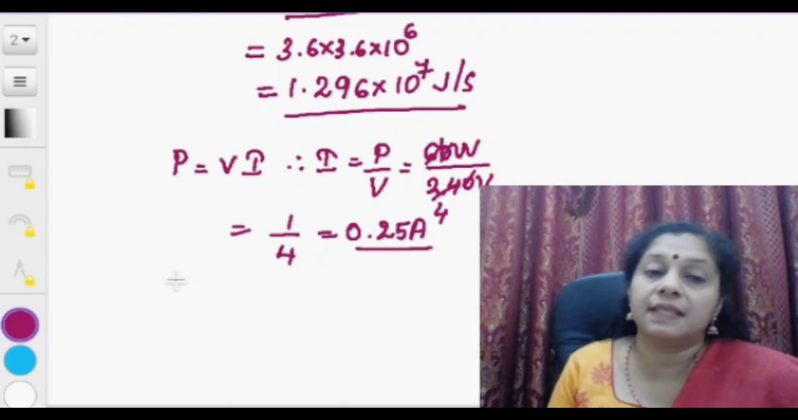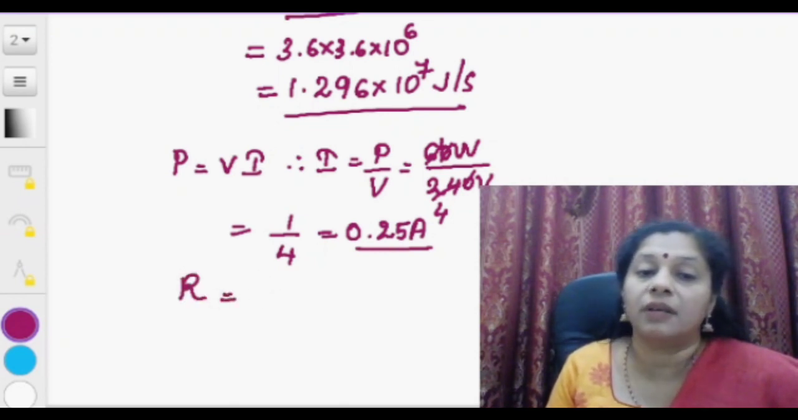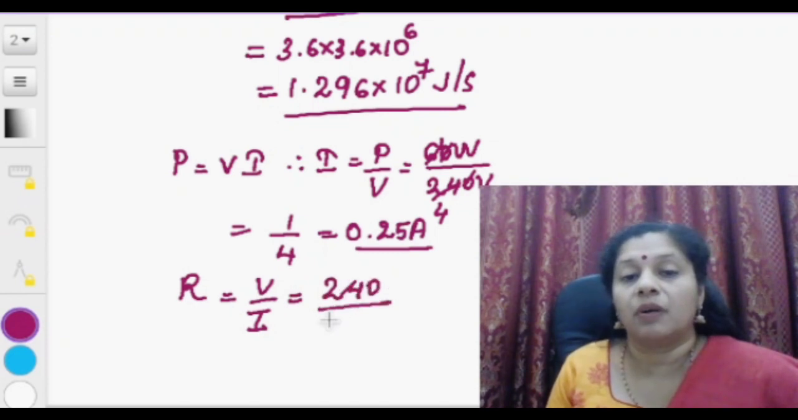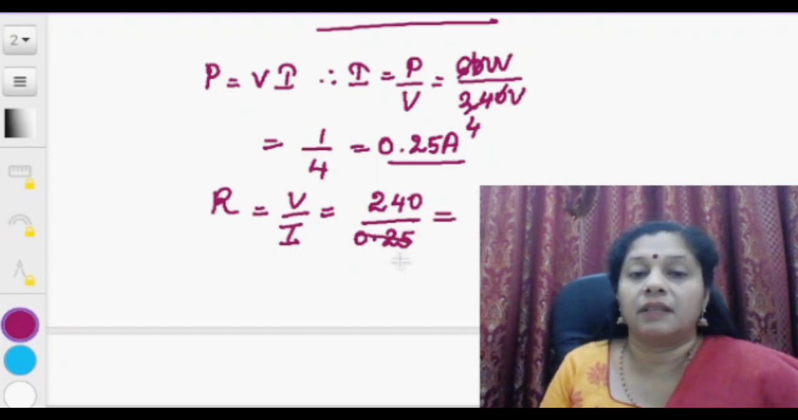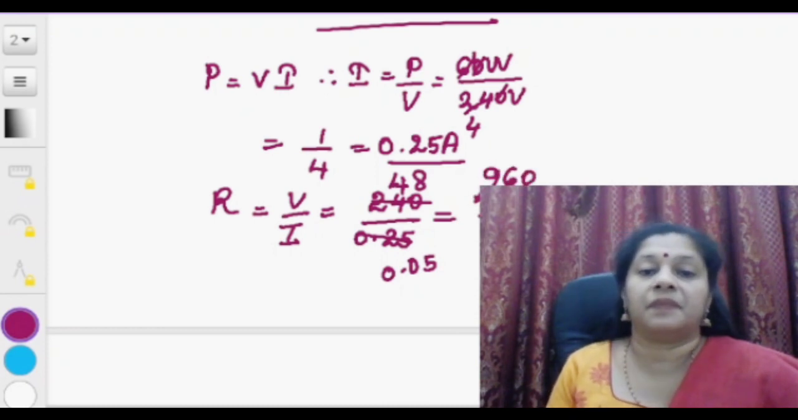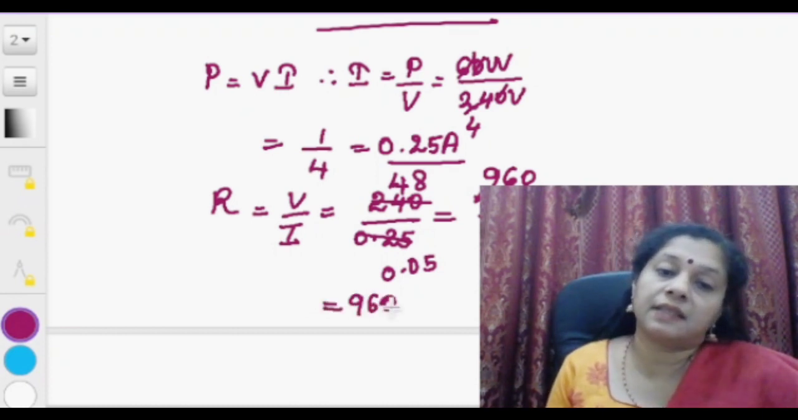Okay. Now using this we can find R. Resistance is equal to V by I. So again 240 upon 0.25. So here if you calculate, the resistance is 960 ohm.